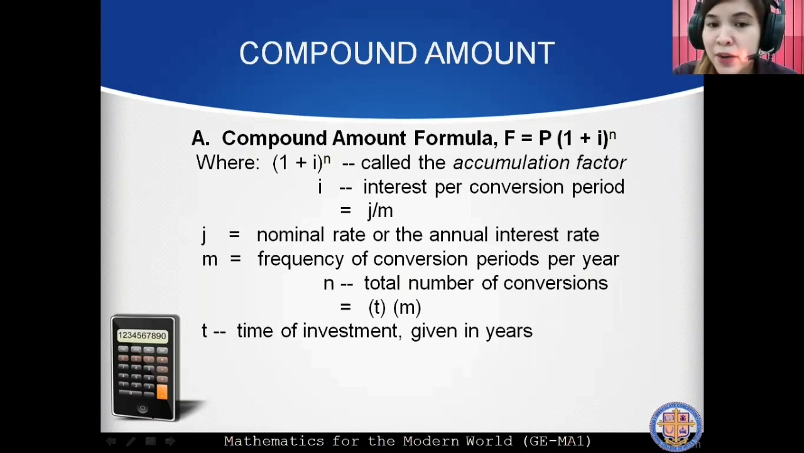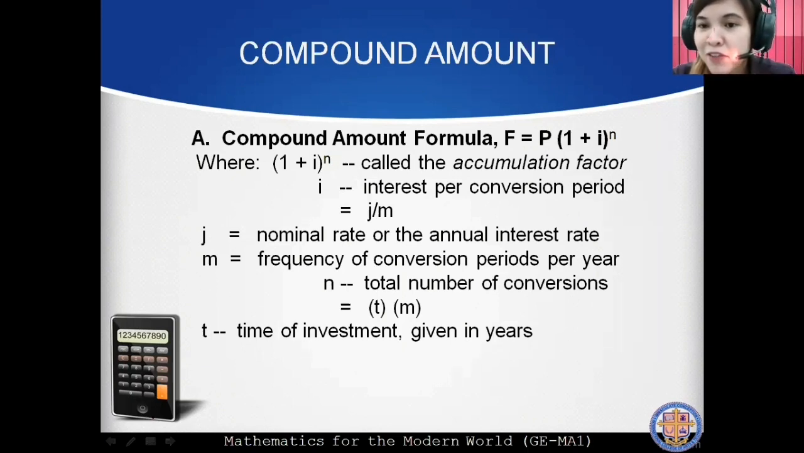Yung i, meron siyang formula na ang formula niya ay j divided by m. Ano po ba yung j? So, I will say j, that is nominal rate or the annual interest rate. Kung ano man yung given yung makikitang interest, yung may percent symbol, siya yung j. Then yung m, yun yung previous slide na pinakita ko na naka-table, frequency of conversion periods per year.